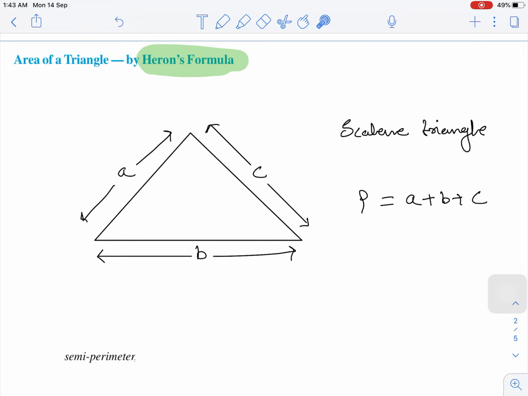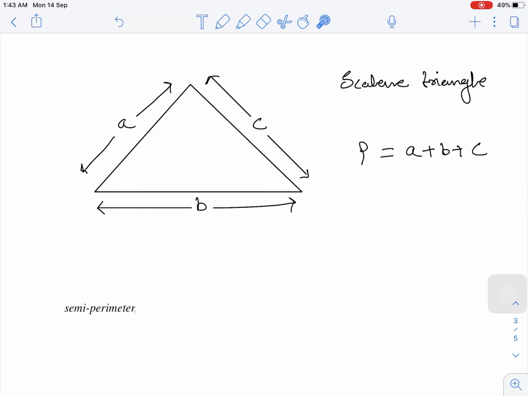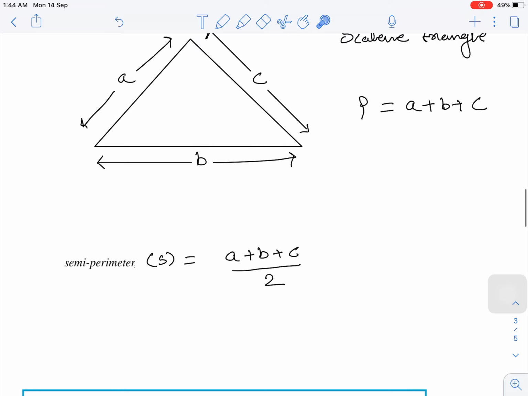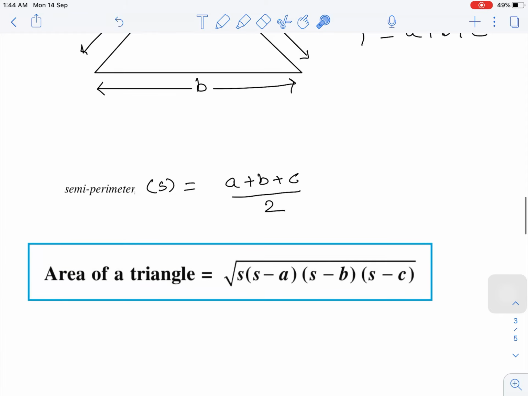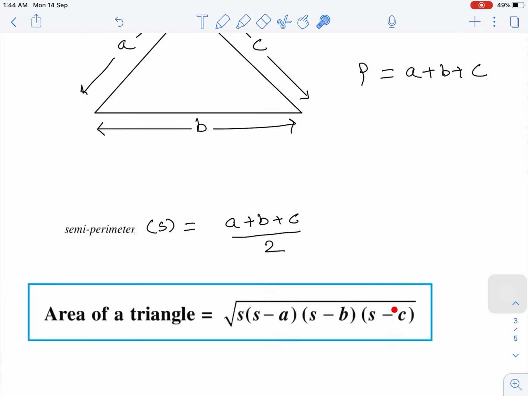But we have to find a semi perimeter, which is indicated by S. Semi means half, so we know that perimeter is A plus B plus C and semi perimeter will be half of this. So semi perimeter equals A plus B plus C upon 2. Now after finding this semi perimeter, we can make use of Heron's formula, that is, area of triangle will be equal to under root S, where S means semi perimeter, then in the first bracket we subtract the first side from semi perimeter, that is S minus A into S minus B into S minus C. This formula is known as Heron's formula.